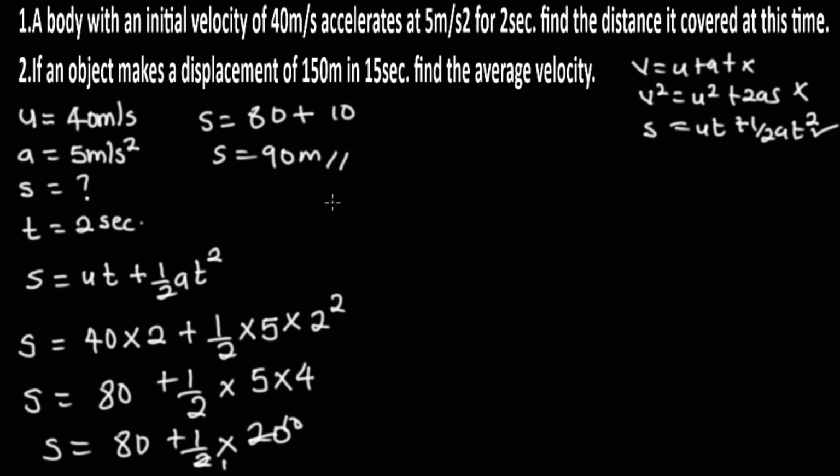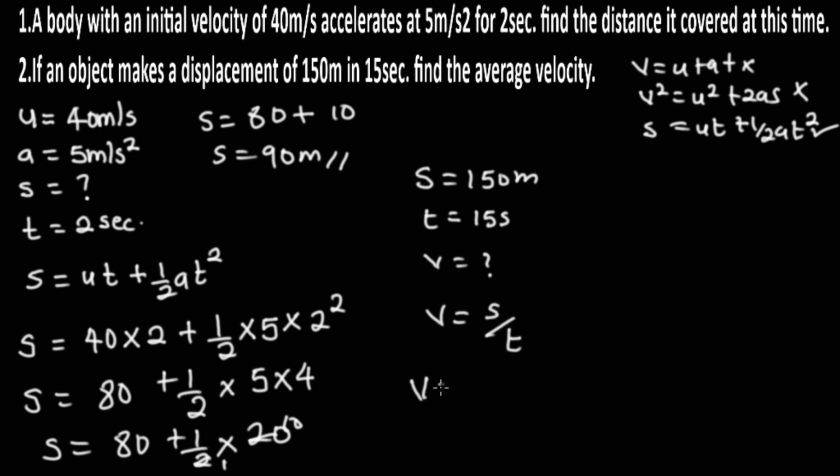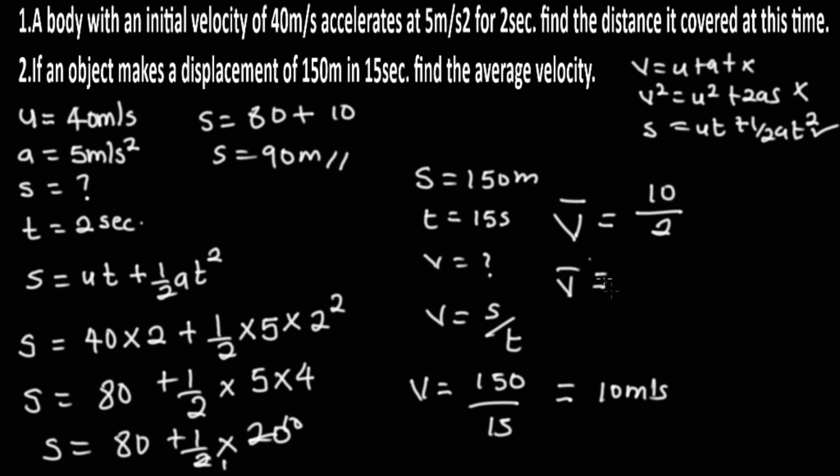Let's look at the next question. If an object makes a displacement of 150 meters in 15 seconds, find the average velocity. Velocity is the change in displacement over time. So velocity becomes displacement 150 divided by the time 15, which gives us 10 meters per second. But average velocity is equal to 10 divided by 2, so the average velocity is 5 meters per second.